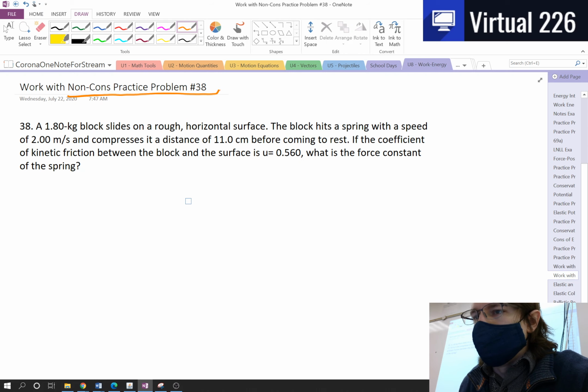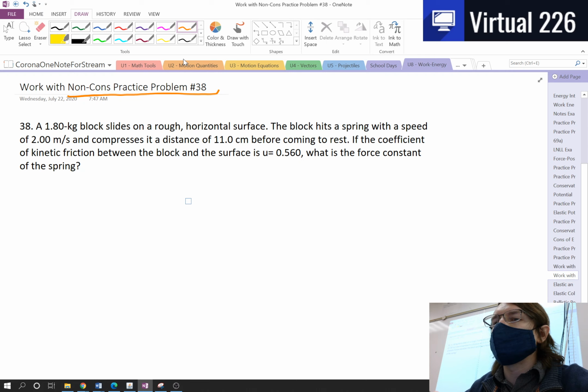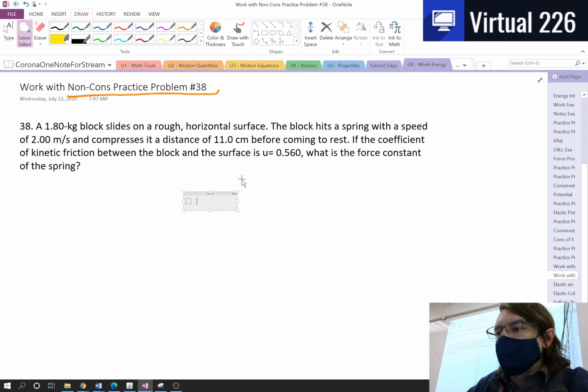Non-conservative practice problems. Okay, so this is practice problem 38 for non-conservative forces. And this means that we are going to have some non-conservative force leaching energy from our problem for our conservation of energy here.